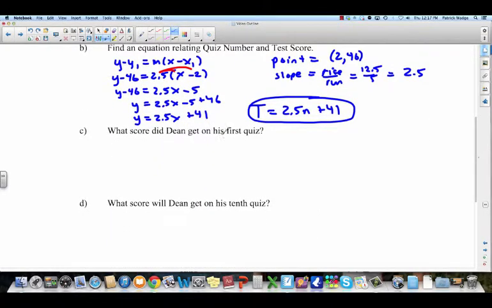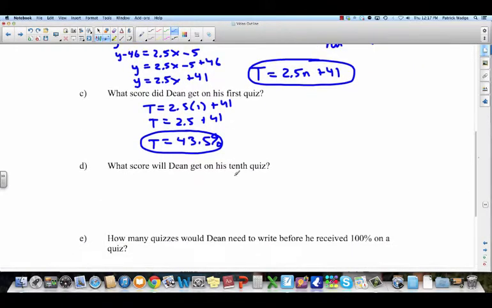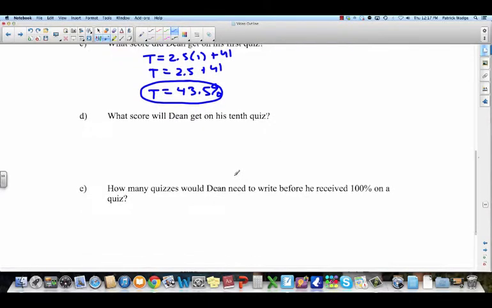What score did Dean get on his first quiz? Well, that's when his n value is 1. So we just put 1 in there. T equals 2.5 times 1 plus 41. T equals 2.5 times 1 is 2.5 plus 41. T equals 43.5. Hey, his teacher gave half marks. Oh, wait a minute, it's percent, so not necessarily. Anyway, 43.5%. It's not an actual score, it's a percent.